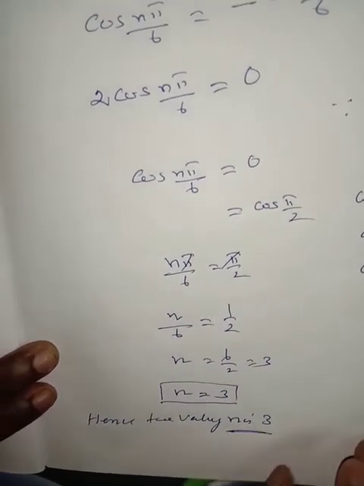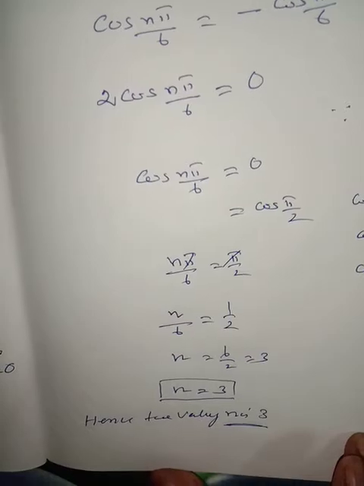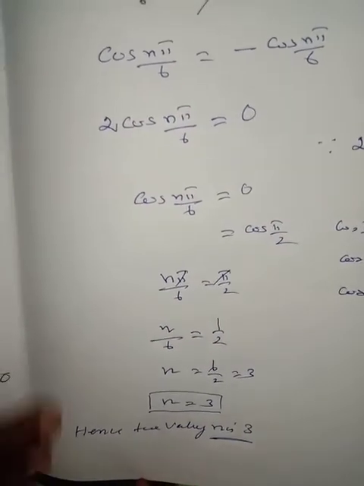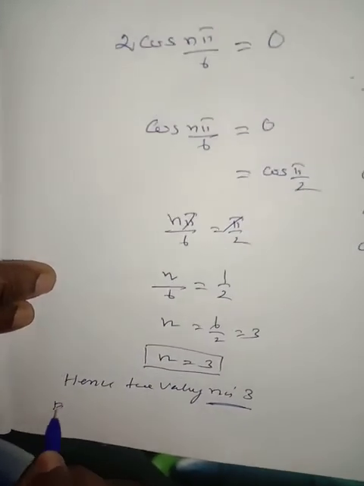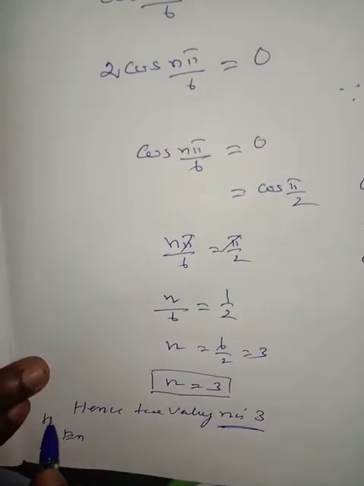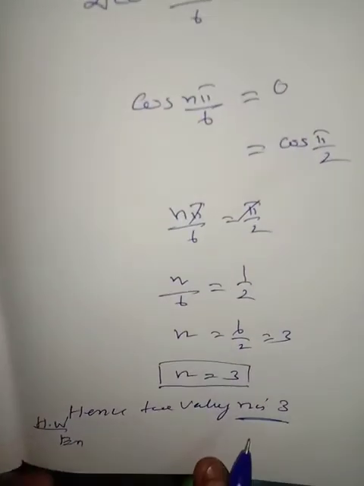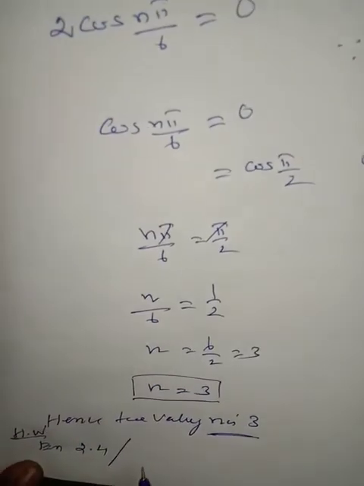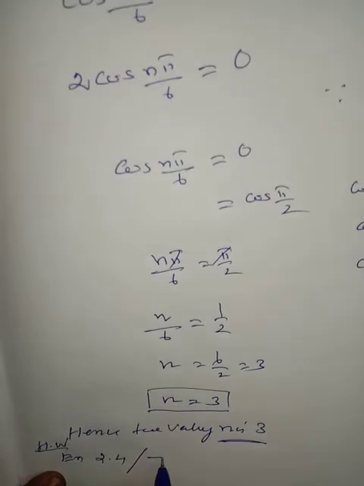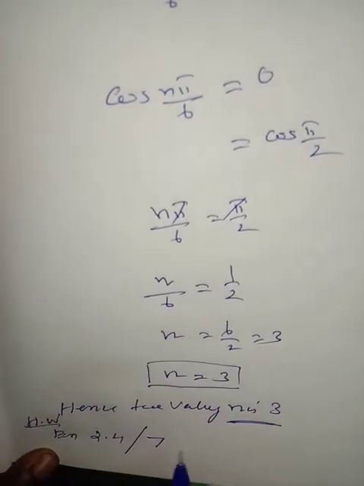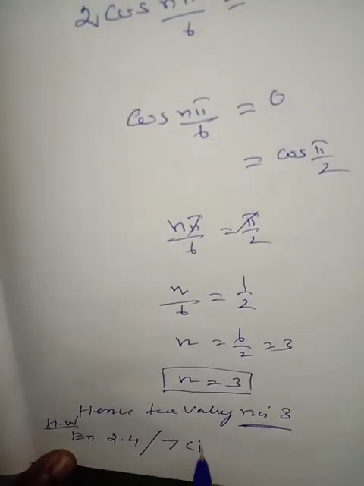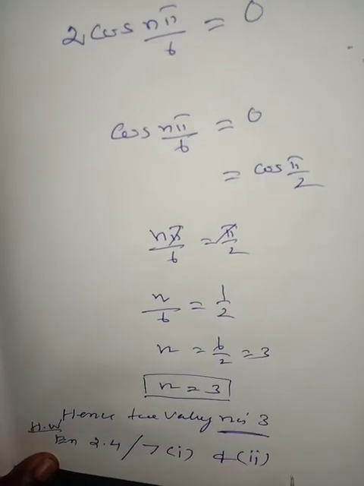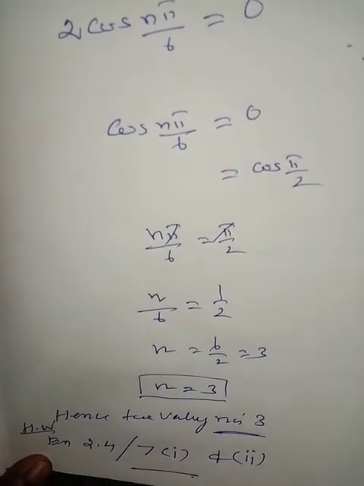Okay. Next, today's homework. Exercise 2.4, sum number 7, subdivision number 1 and subdivision number 2. These two problems are today's homework.